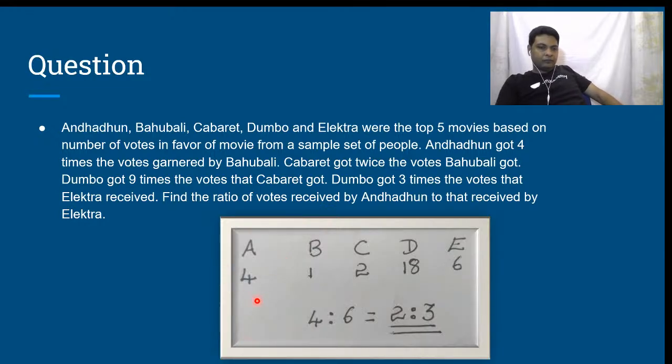So, consider that A got 4 units, then B got 1 unit. Then if B got 1 unit, then C got 2 units. If C got 2 units, then D got 18. If D got 18, then E got 6. So A to E, the ratio is 4 is to 6, which is same as 2 is to 3. Is that clear?